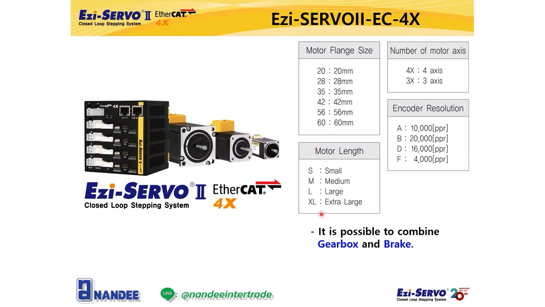Motor length is the length of the motor body excluding the motor shaft, and you can select small, medium, large, and extra large length. The length you can select depends on the motor size. The encoder resolution can also be selected as shown in the table. Gearbox and brake specifications are also available.